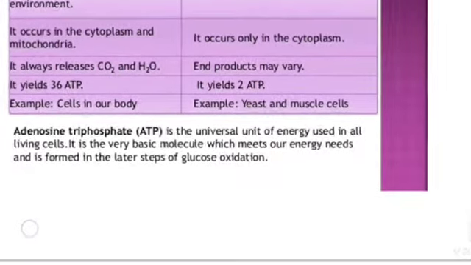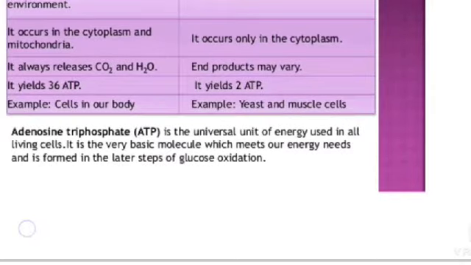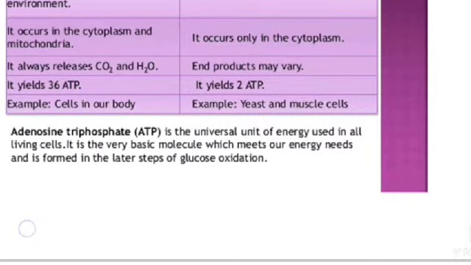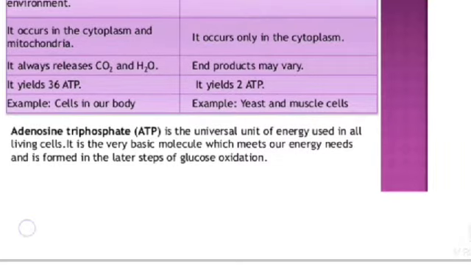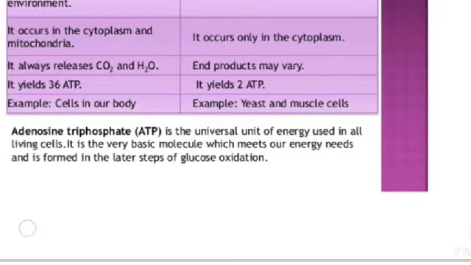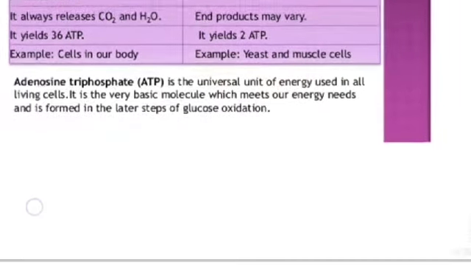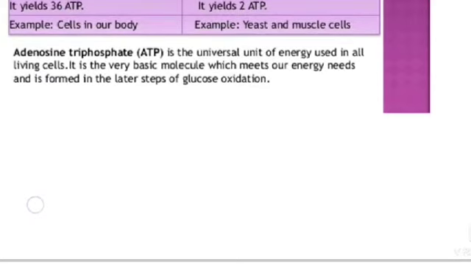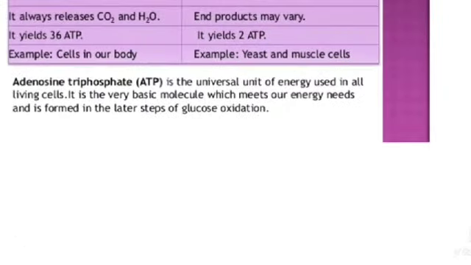Aerobic respiration always releases carbon dioxide and water. In anaerobic respiration, the end product may vary. Aerobic respiration yields 36 ATP molecules. Anaerobic respiration yields 2 ATP molecules. Aerobic respiration, example, cells in our body. Anaerobic respiration, example, yeast and muscle cells.